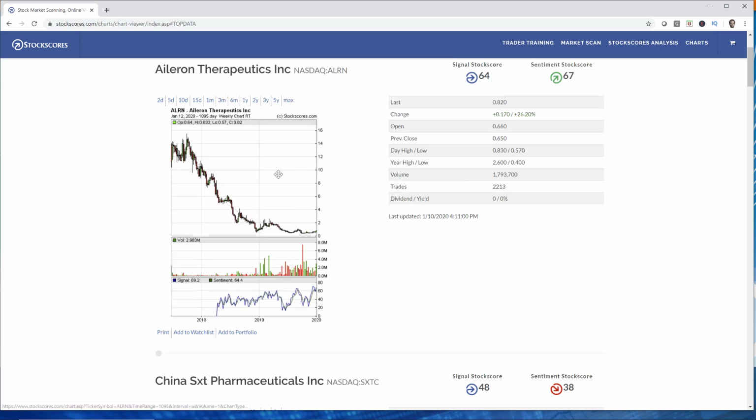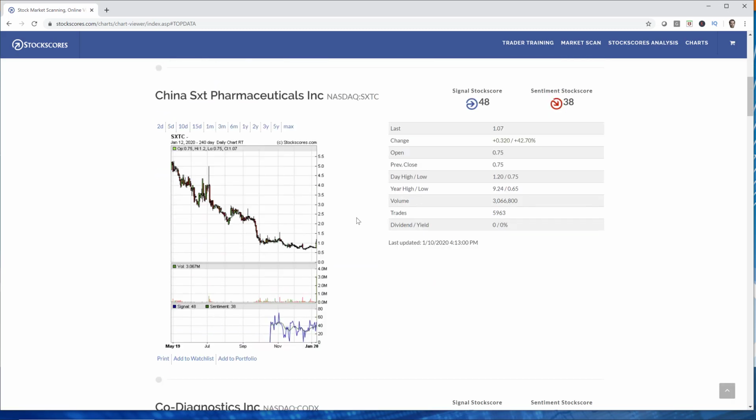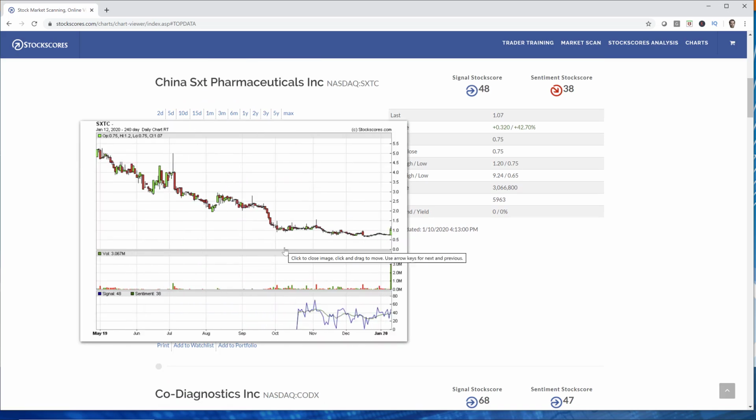So I would give this a rating of 6 out of 10. It's got potential, but it's got some resistance to work through. And that's essentially what I'm looking for when I go through these charts.